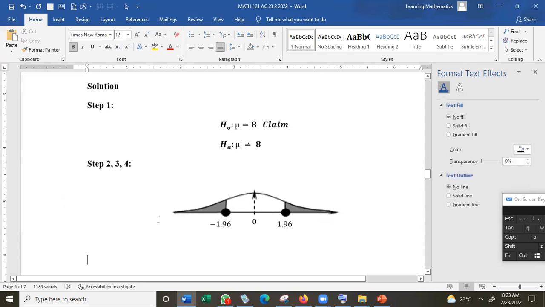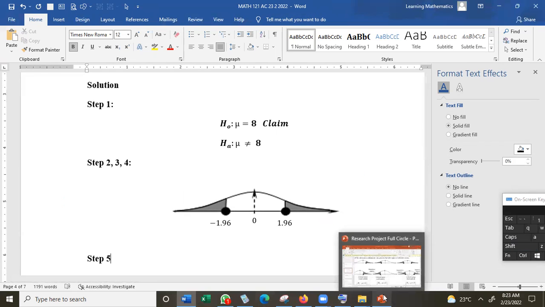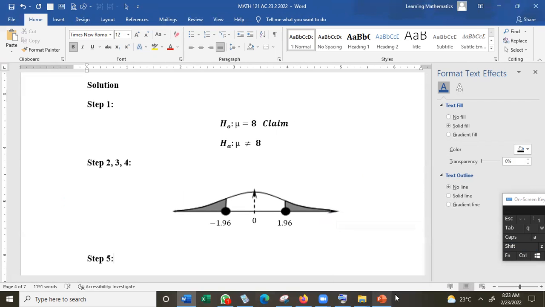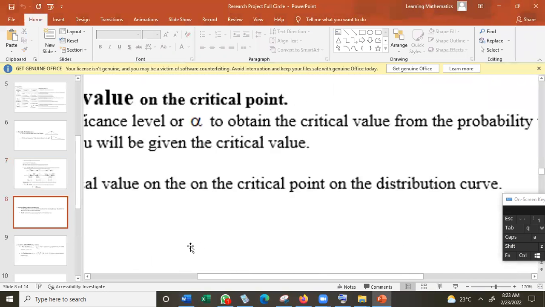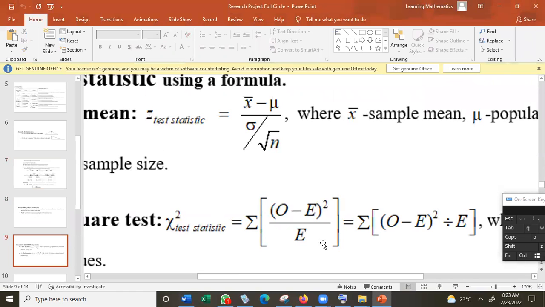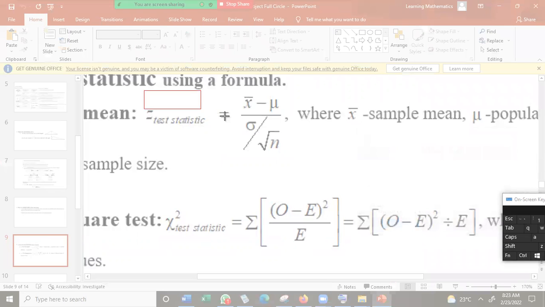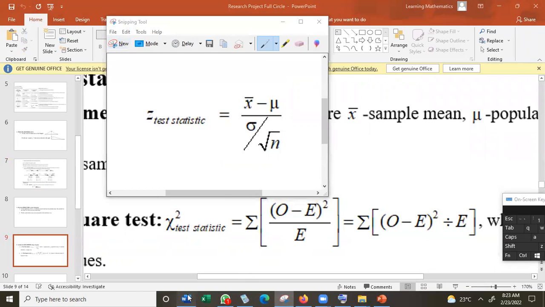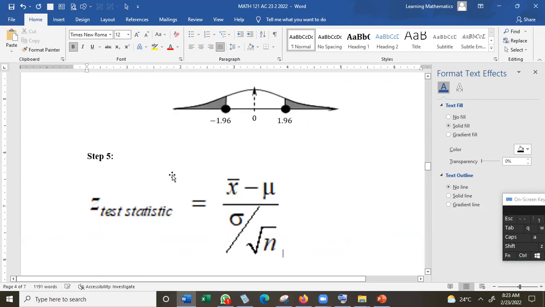Now step number 5 is to calculate the test statistic. Here's the formula for the test statistic, the z-test statistic. We have placed the z critical value on the curve already, so it's now time to calculate the z-test statistic. Here's the formula for it.